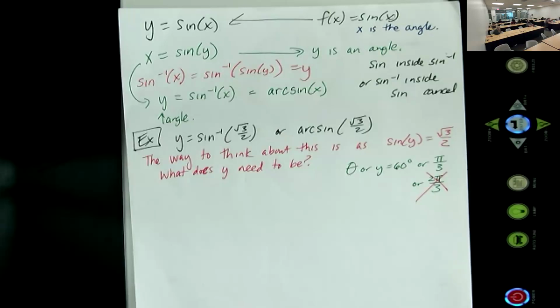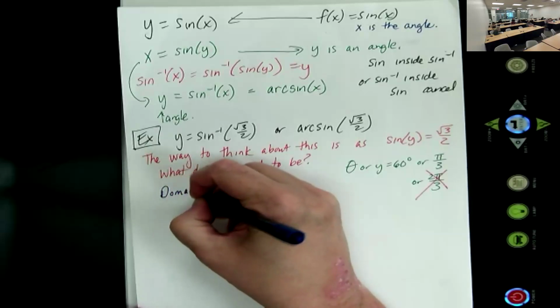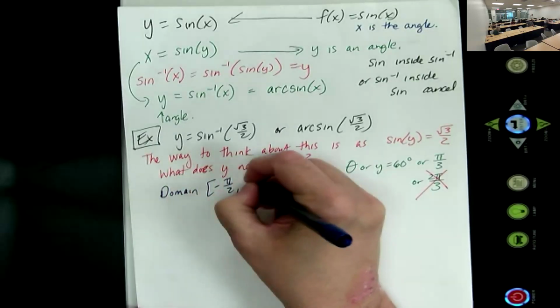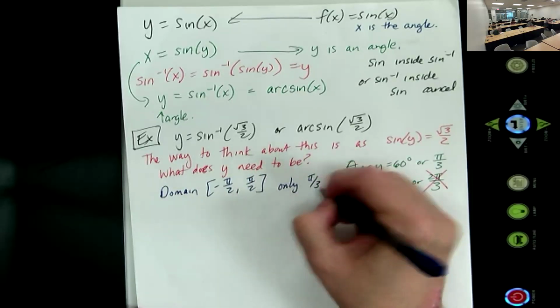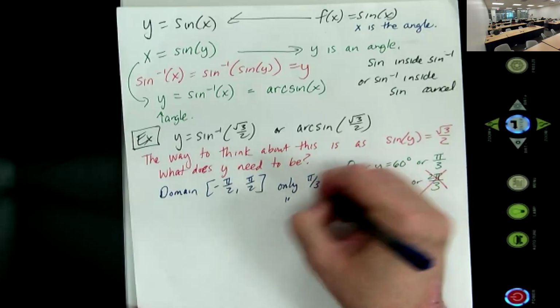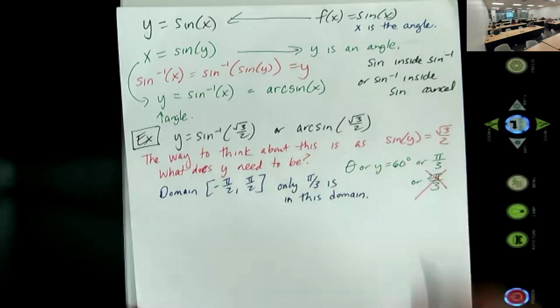Why? We're doing the inverse, so we have to restrict the domain. And that only goes from negative pi/2 to pi/2. Domain was negative pi/2 to pi/2. Only pi/3 is in that domain. 2 pi/3 is outside of it.